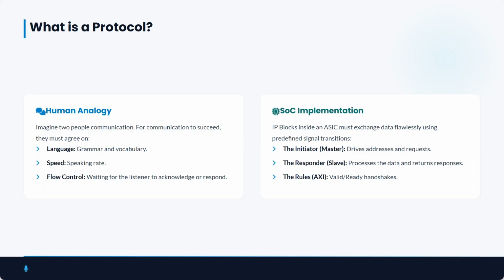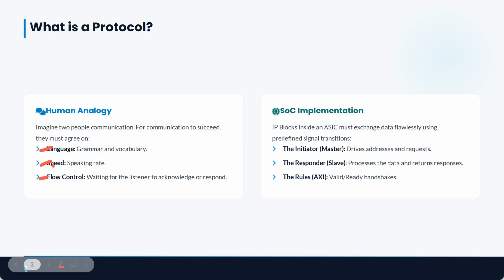Now, what is a protocol? Before we zoom into AXI specifically, let's take a step back and answer a fundamental question. What actually is a protocol? Let's use a simple human analogy. Suppose two people want to talk to each other. For communication to work without chaos, both people must agree on three basic things: language and grammar, speed, and flow control.